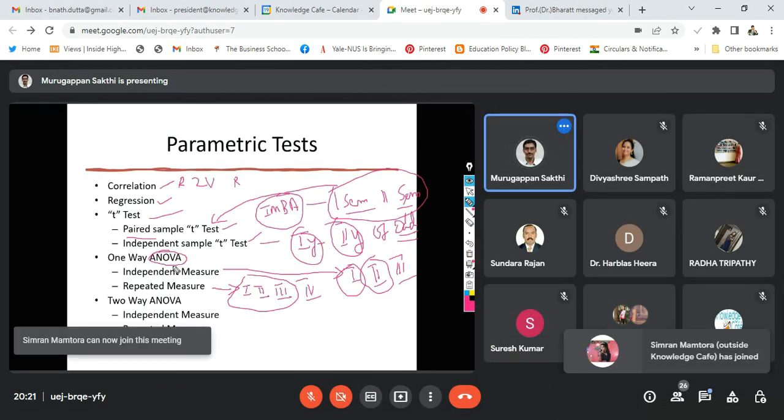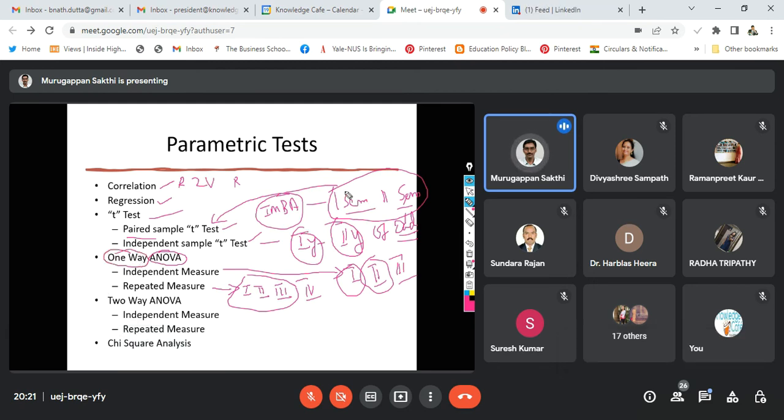Okay, right. Now here, this is a one-way ANOVA, because here you are talking about semester marks alone. Here you are talking about semester marks alone, one way.